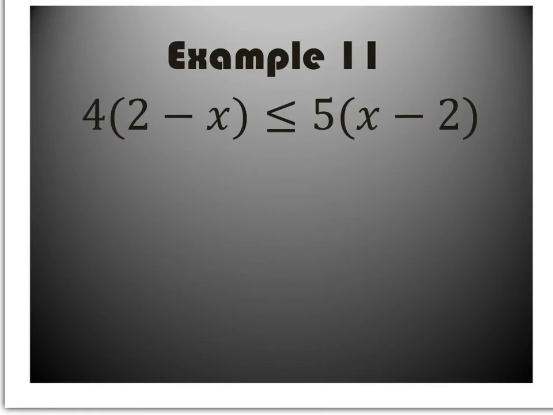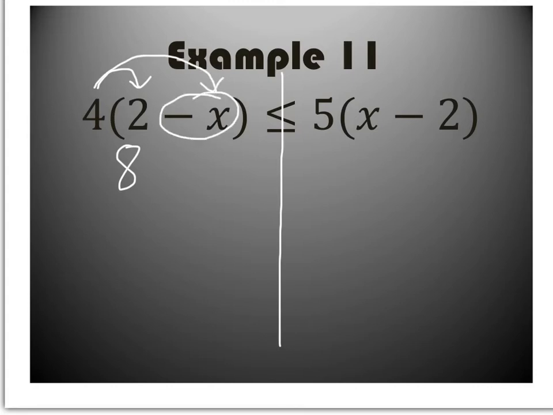Now go to the second flap that is titled Multi-Step Inequalities. Here we have example 11. We start out by separating the two sides. We look on the left for any distributive property. And lo and behold, there is some. So we say 4 times 2, which would give us 8. 4 times a negative x would give us negative 4x, and it is less than or equal to.